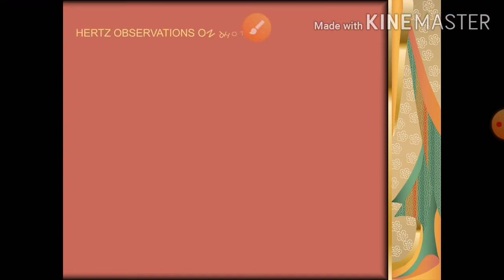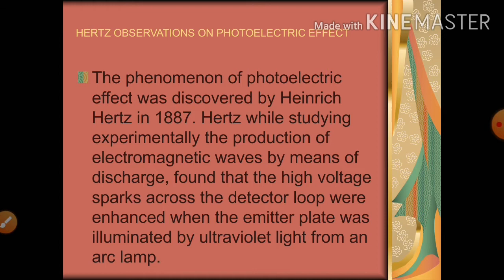Now, next is Hertz's observations on photoelectric effect. The phenomenon of photoelectric effect was discovered by Heinrich Hertz in 1887. Hertz, while studying experimentally the production of electromagnetic waves by means of discharge, found that the high voltage sparks across the detector loop were enhanced when the emitter plate was illuminated by ultraviolet light from an arc lamp.